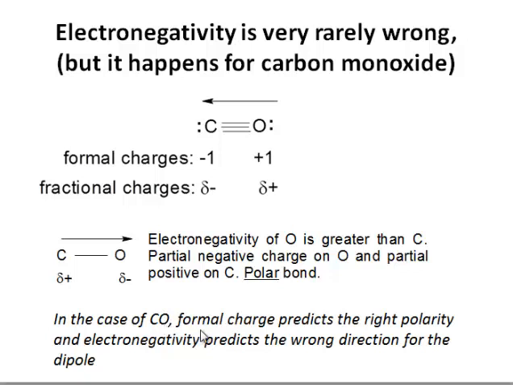So in the case of CO, formal charge predicts the right polarity and electronegativity predicts the wrong direction for the dipole. Now don't make too much of this case. In pretty much every other situation, you will be able to rely on electronegativity to determine the polarity of bonds. Alright, this ends the third lecture for Unit 7.